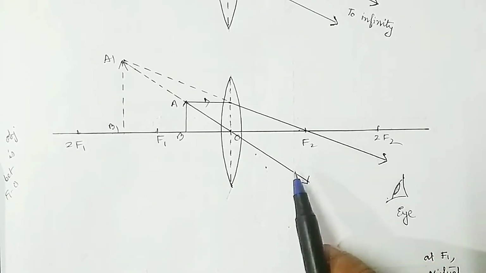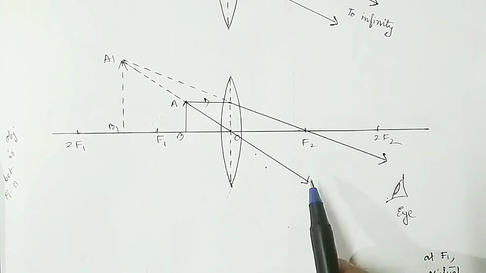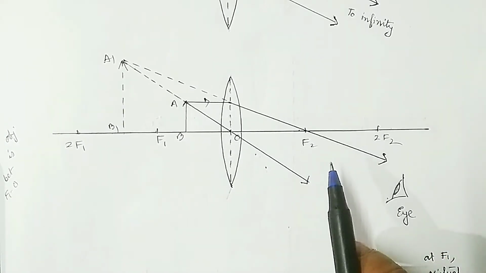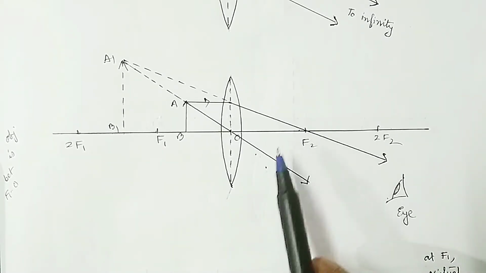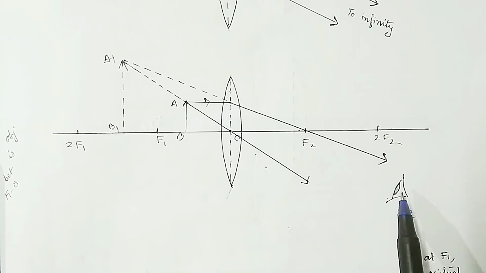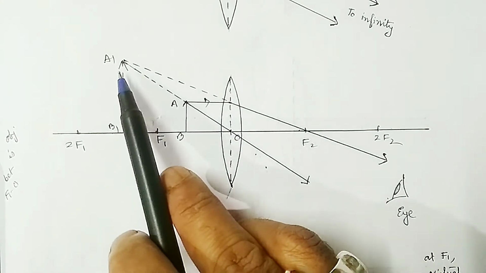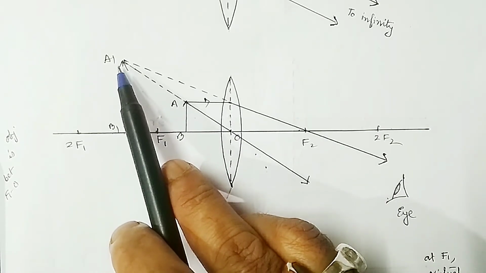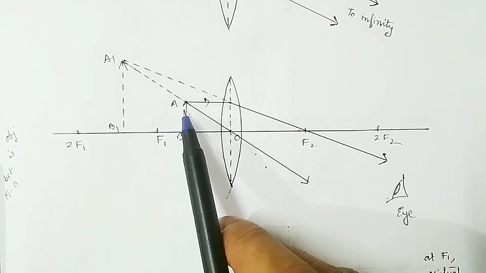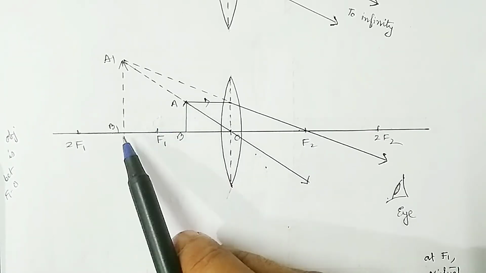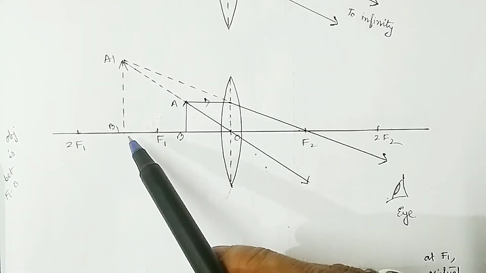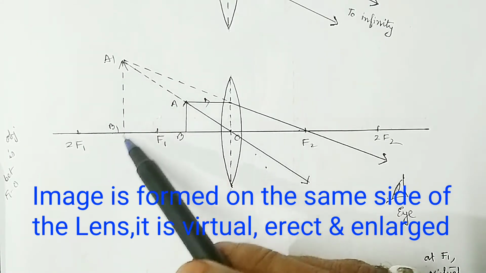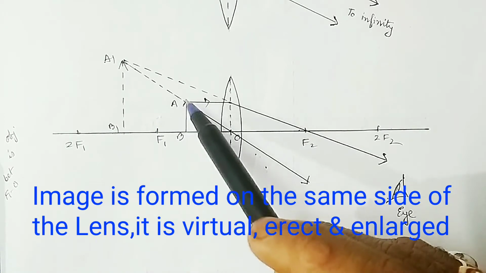These two refracted rays give rise to a divergent beam which does not meet on producing forward. However, when this divergent beam enters the eye, it appears to come from a point A1. So A1 is the virtual image of point A. Similarly, B1 will be the virtual image of point B, and so we are going to get one virtual image A1B1 of the object AB.